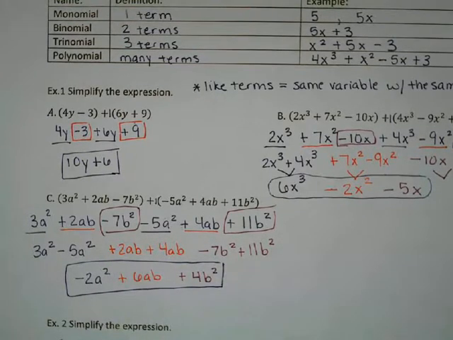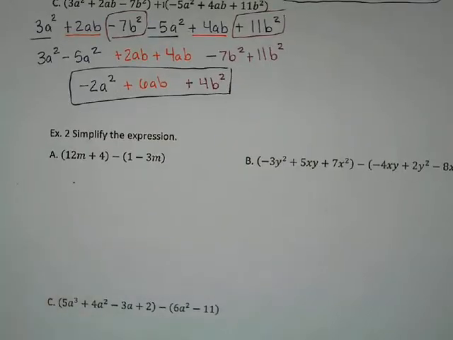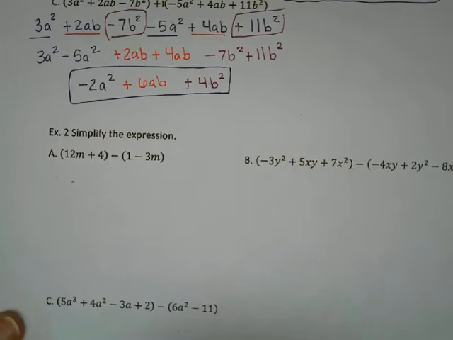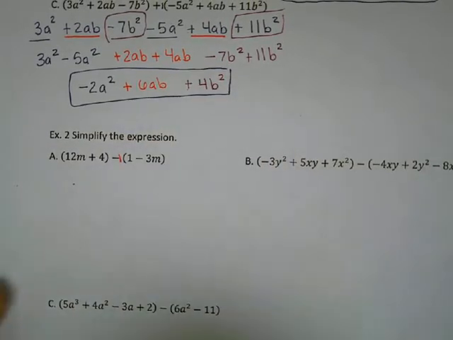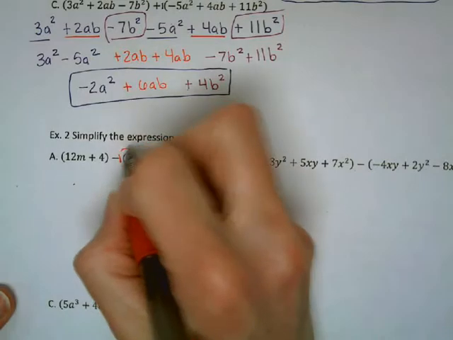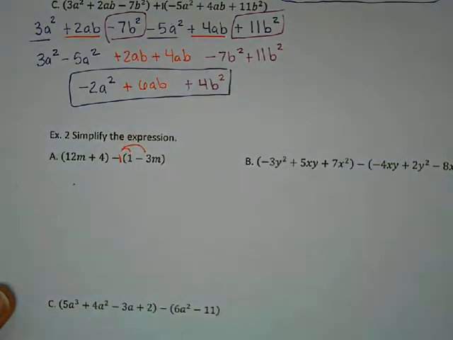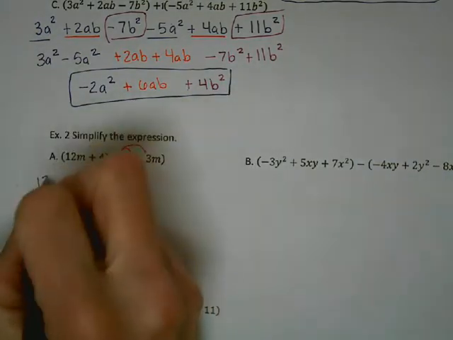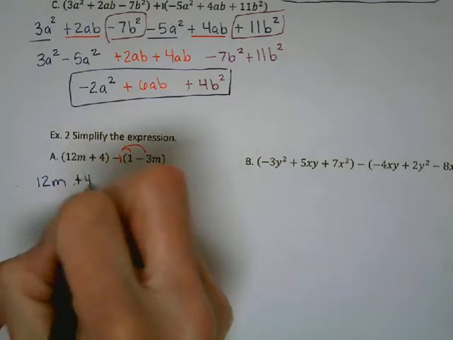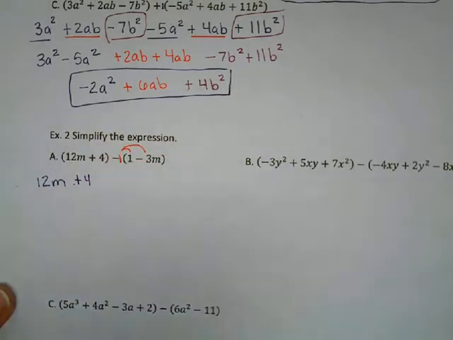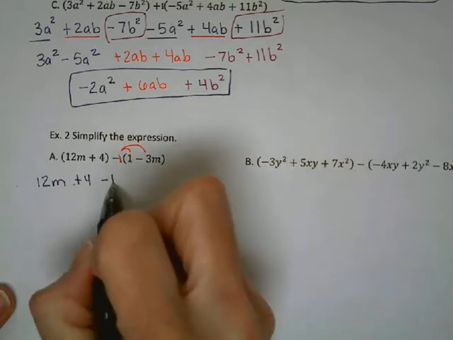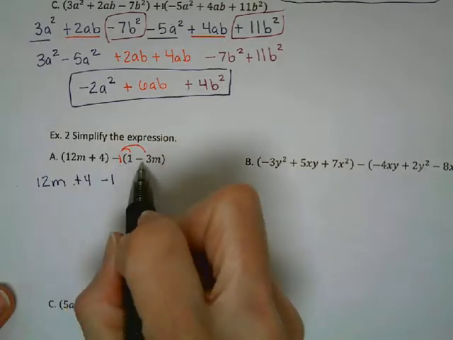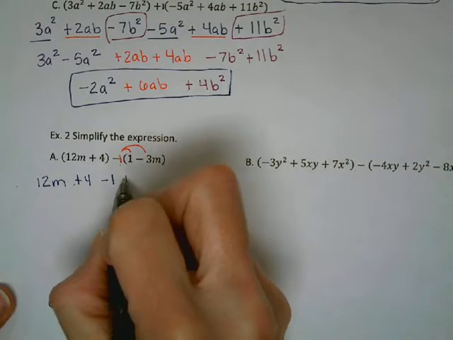Alright, now we're going to do some subtracting. Now if you think about subtracting though, if this is a 1 here, remember on the last one when we multiply by 1 it didn't change anything, but when you multiply by a negative 1, it does change numbers. So we have 12m plus 4. You always distribute the parentheses it's next to. So negative 1 times 1 is negative 1. Negative 1 times negative 3, two negatives make a positive 3.